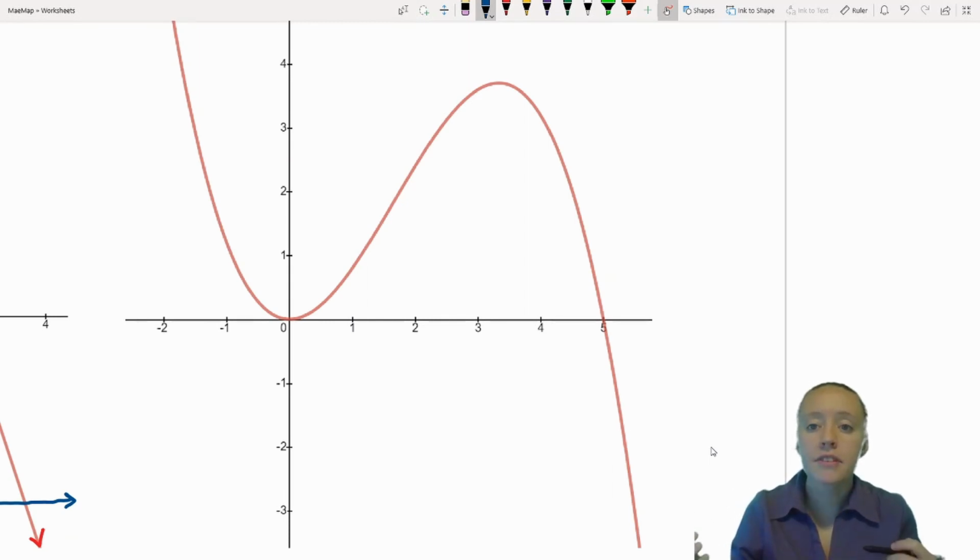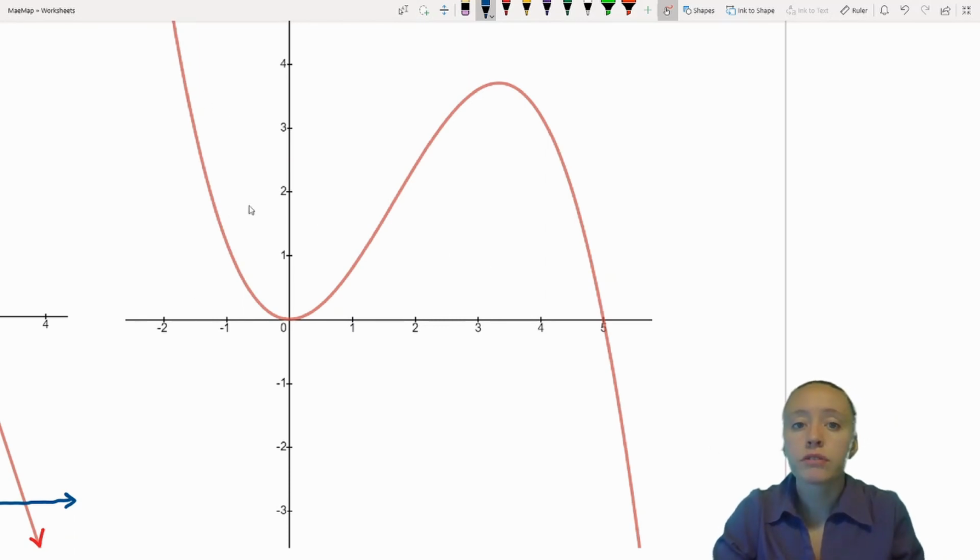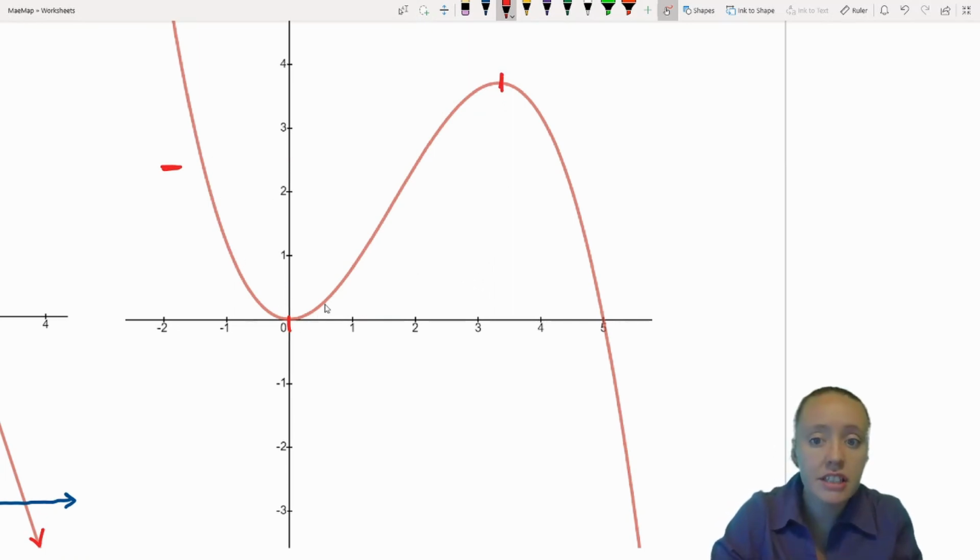However, we have some different things we can label to help us think about the derivative. So from -infinity up to 0, what is my function doing? My function is decreasing, so I would expect the derivative to be negative. And then from 0 to about 3.5-ish to this point here, my function is now increasing. So my derivative is positive.